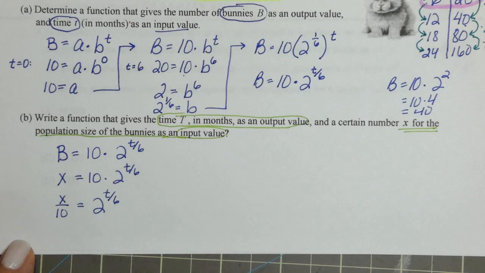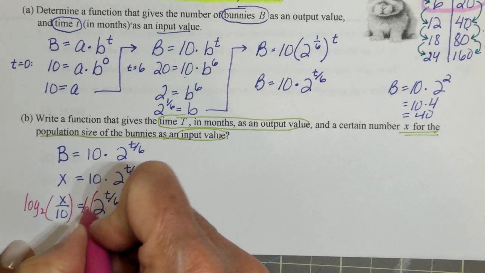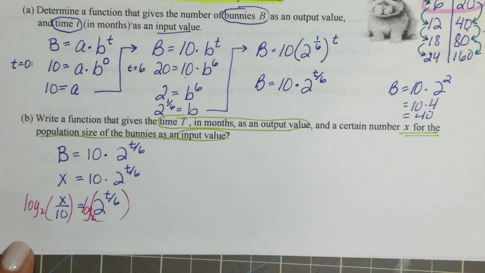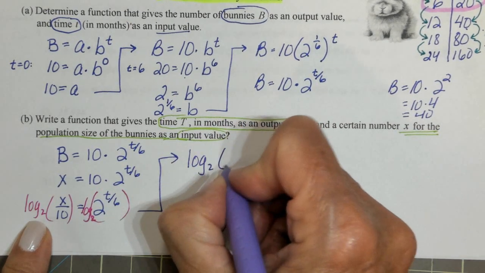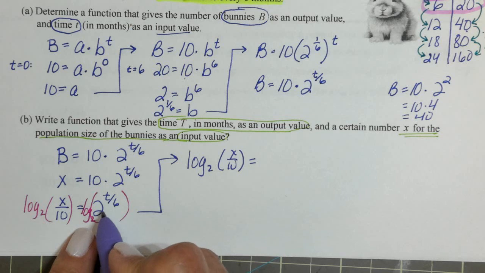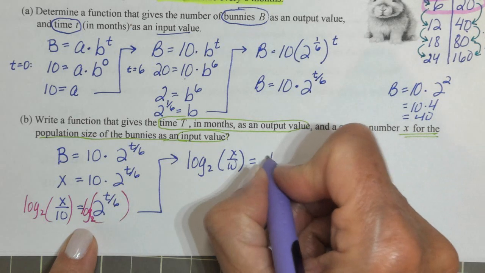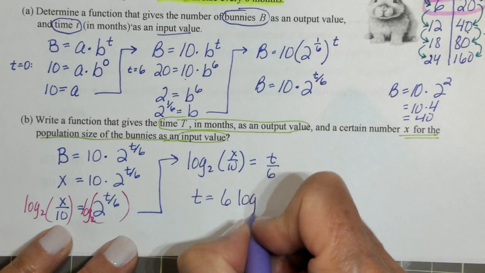Now what? Now what do we do? Well, my base is 2. So I'm going to log base 2 both sides. Okay? So on the left-hand side, I'm going to have log base 2 of x over 10. On the right-hand side, log base 2 of 2 to the t over 6 is just the exponent, t over 6. And now lastly, I multiply both sides by that 6.